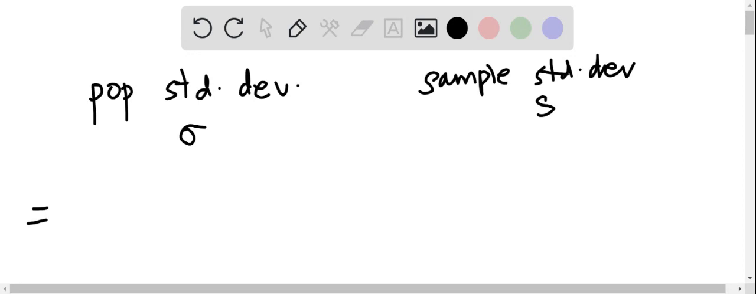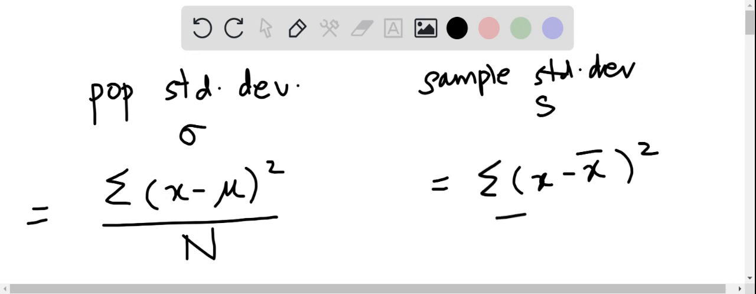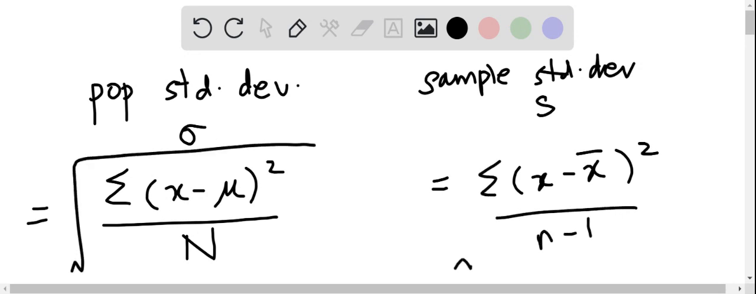So the population standard deviation, sigma, basically takes the sum of squares divided by n, whereas the sample standard deviation takes the sum of squares difference from the sample mean divided by n minus 1, and we take the square root of each of these.